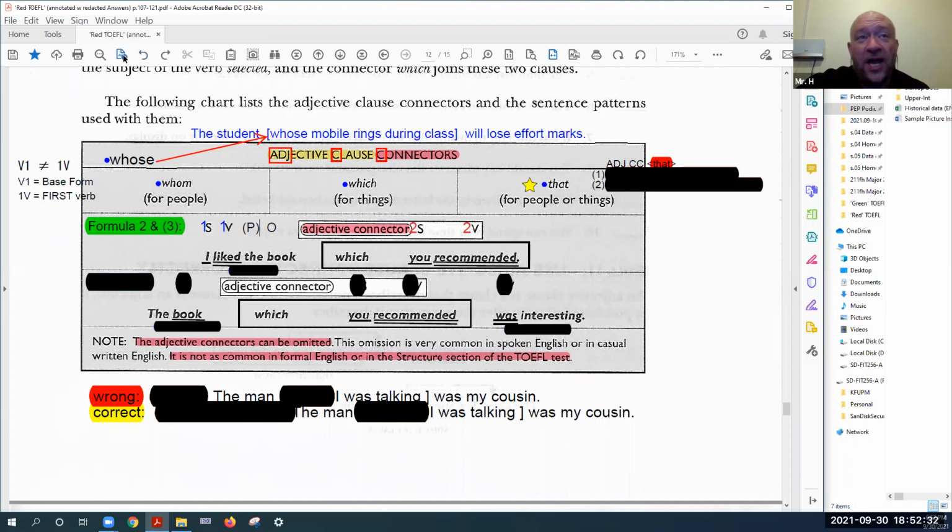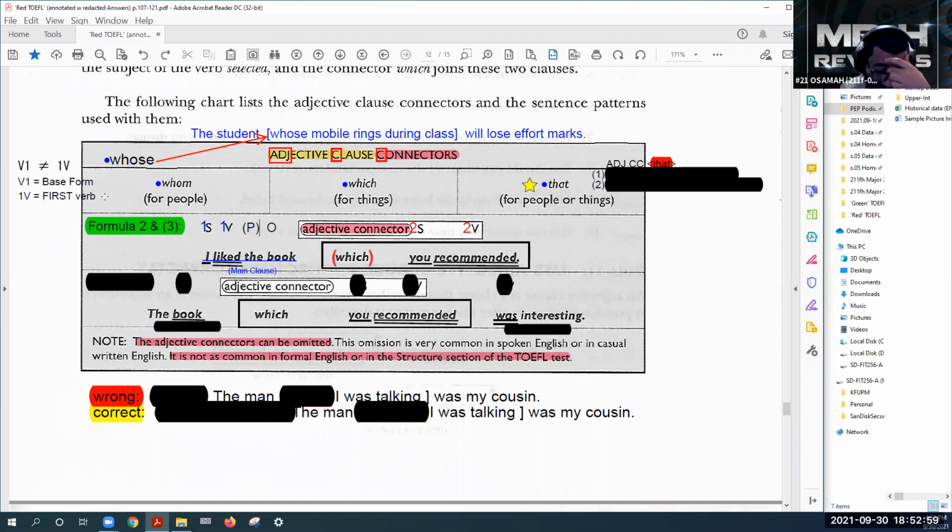Asil, can you find the main clause? I like the book. That's right. Okay. The main clause. All right. What about this connector, guys? What do you think? Is it necessary or optional? It's optional. I like the book you recommended. It is optional.